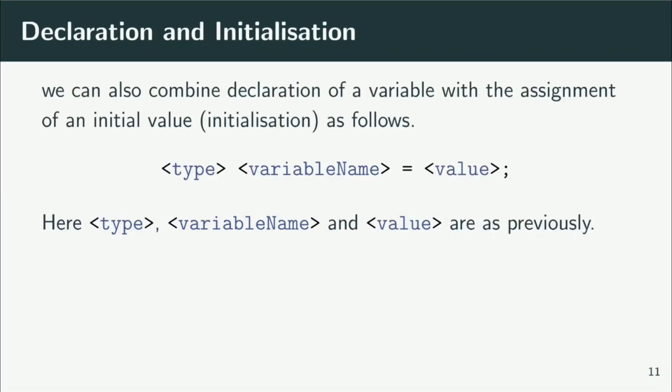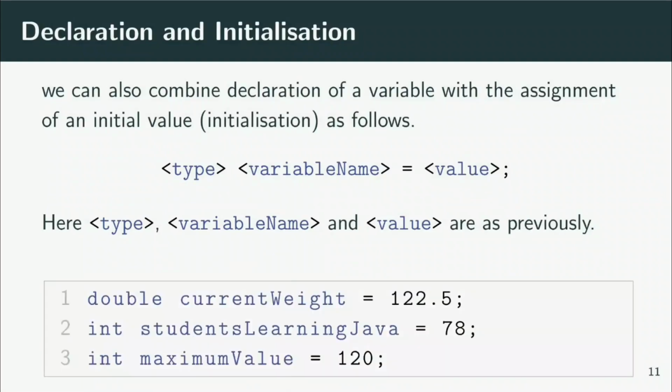It's very common to declare a variable and also initialize it at the same time. And therefore, you can do two things in one statement, that is a declaration and an initialization. And the statement typically looks like this. You have a name of a type followed by the identifier that you want to introduce, equal, value that you want to assign. Again, here are some examples. The first line declares a variable called currentWeight to be a double, and it initializes it to a value of 122.5, and the others are similar.